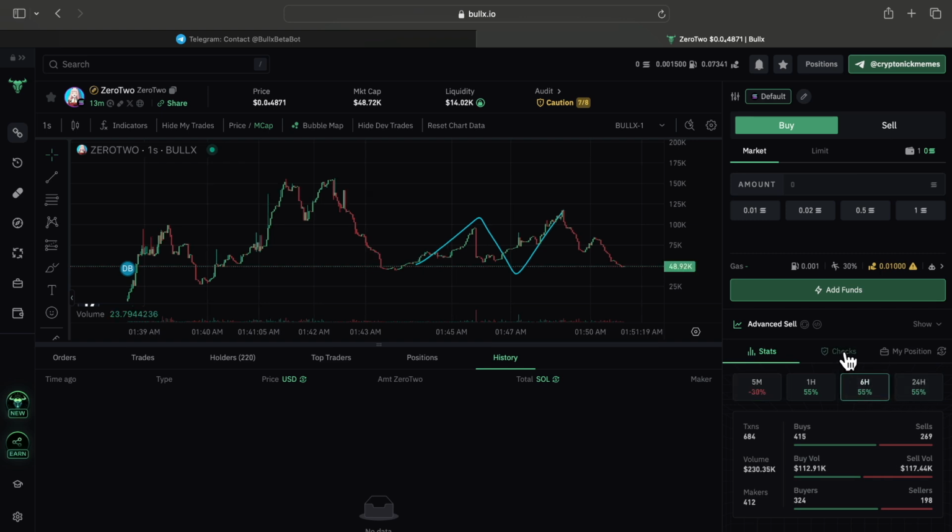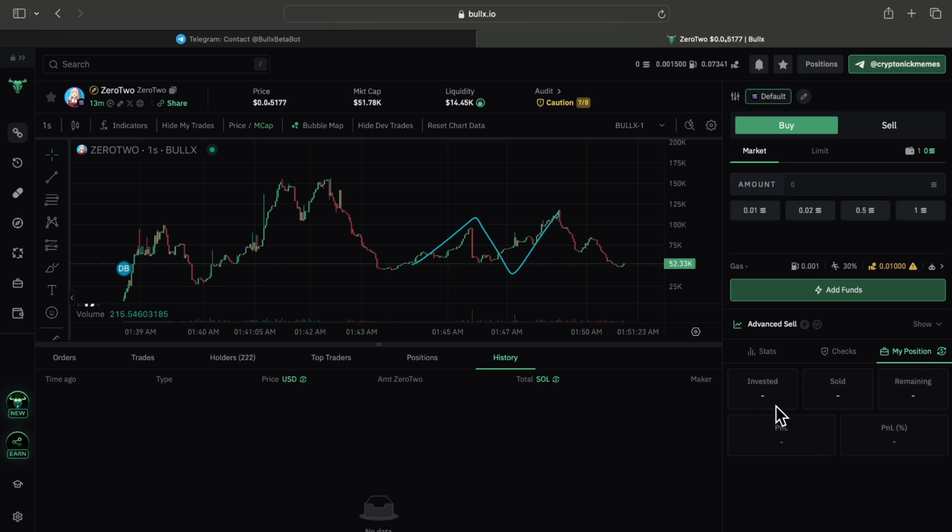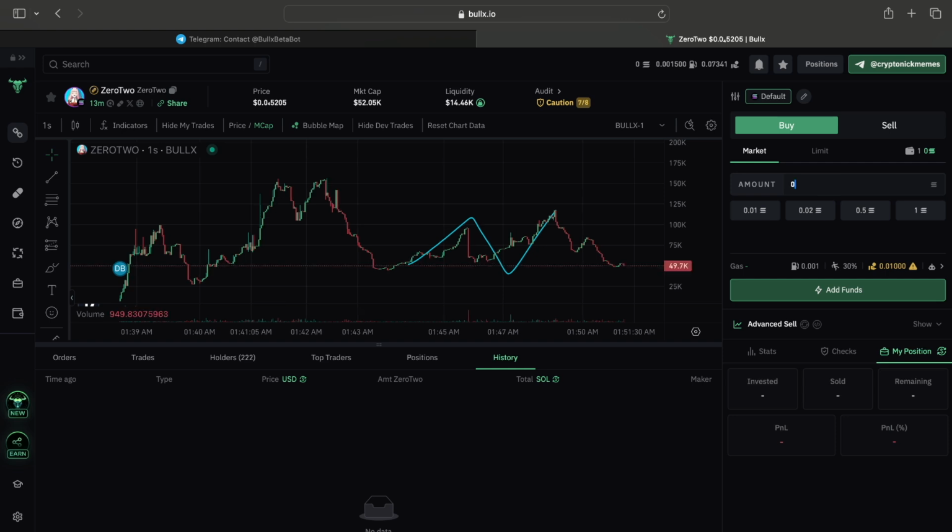options right here. So this is another place for the order. It's pretty much the same as this thing right here. And of course, my position, if you have invested something, you will see it here. You can also buy right from here directly. You can just enter any amount, for example, 0.1, and you just click add funds if you need to add funds to your wallet. But if you do have funds on your wallet in this account, then you should be able to execute the transaction without any issue.